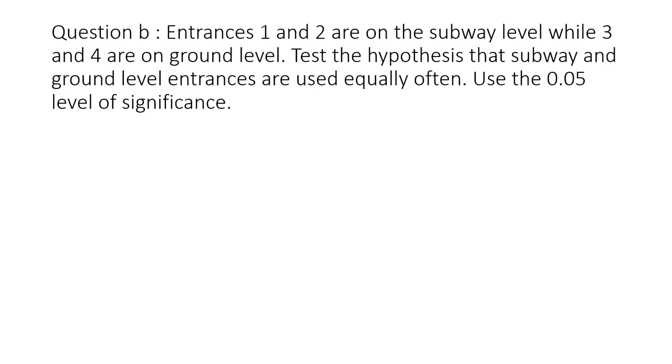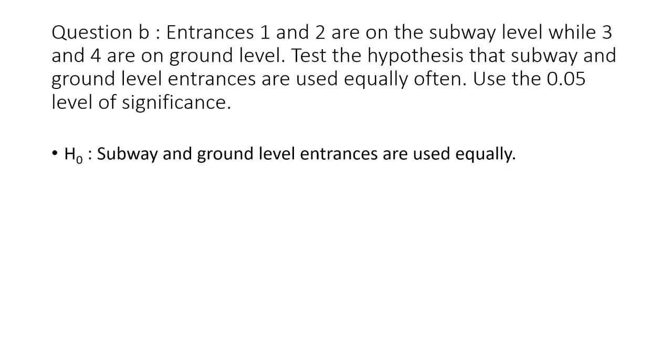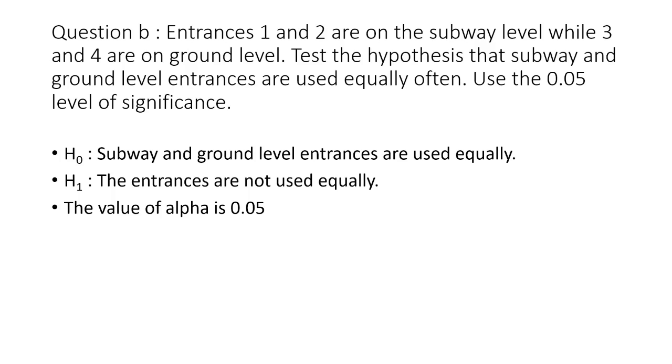From that statement, we can get the H-null hypothesis, which is subway and ground level entrances are used equally. H1 can be stated as well, where it is the opposite of the H-null hypothesis. The entrances are not used equally. The value of alpha is 0.05. This hypothesis can be tested using chi-square as well, but with different sample data and expected value.